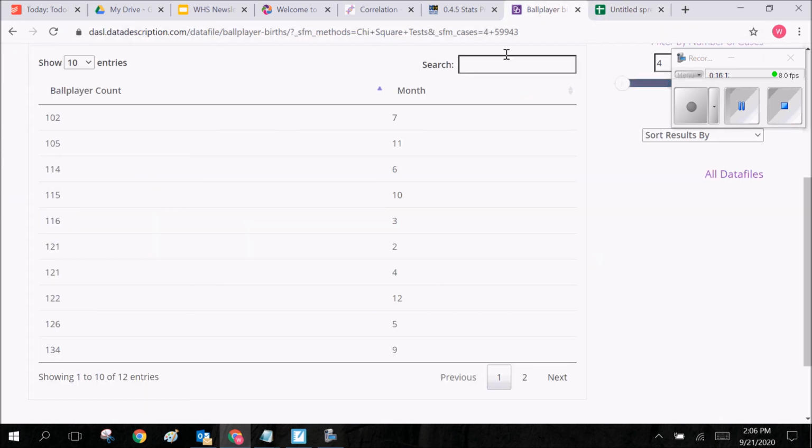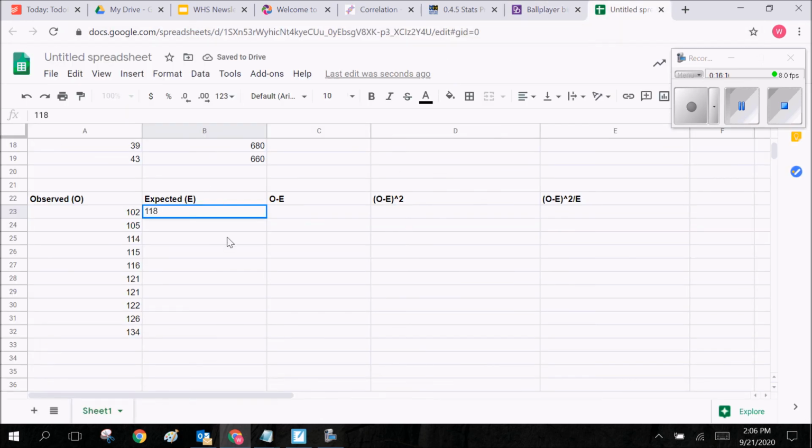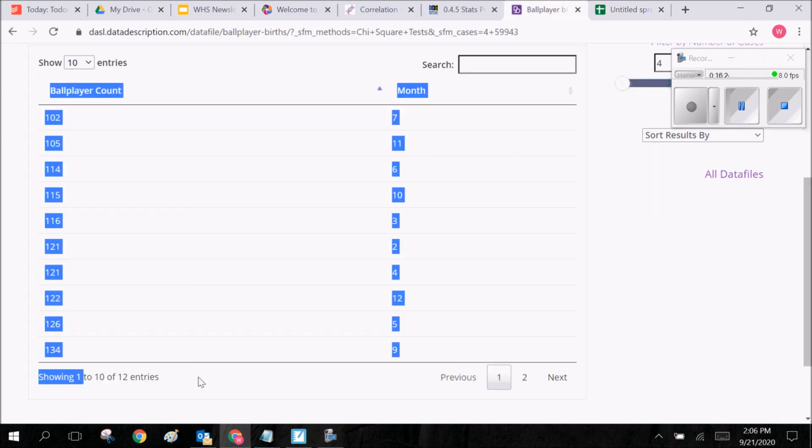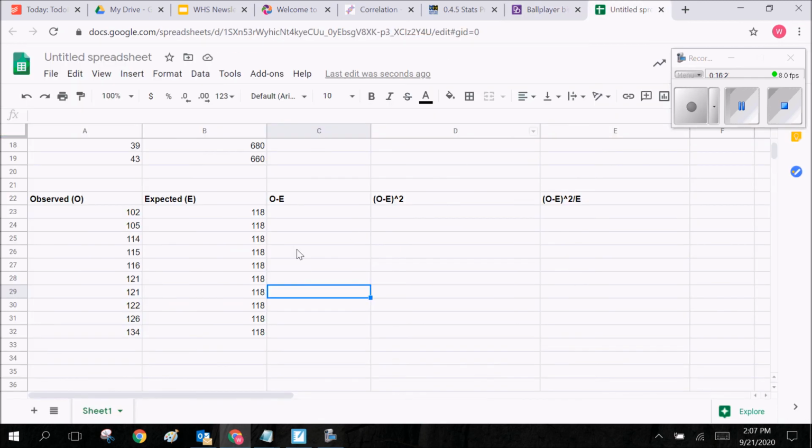Now the expected I said was 118 all the way across the board, so 118 is what I expect, throughout all of them. Okay, good. So we've already covered all that. Now I know there are two other data points here, and I'm ignoring them right now because this is an example. Obviously, in your real life example, you would want to use all your data points. So then I can go ahead and calculate O minus E.